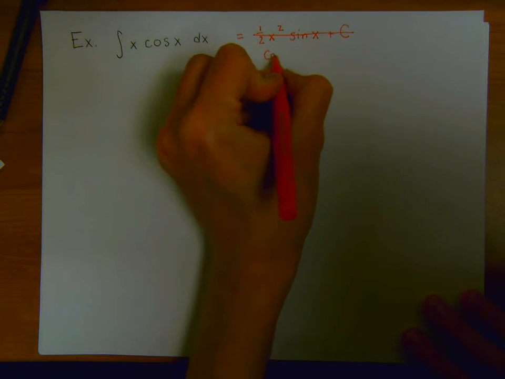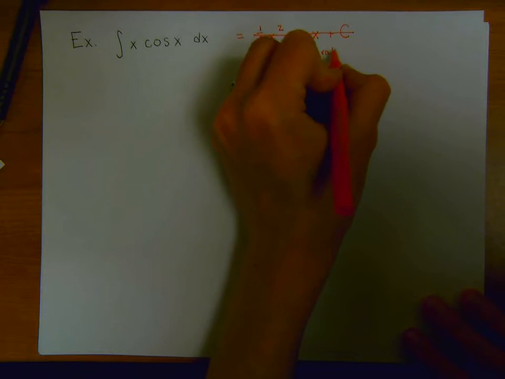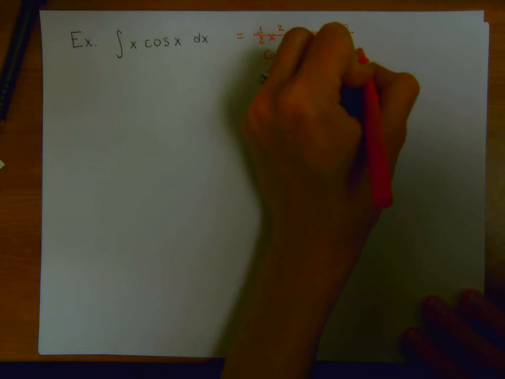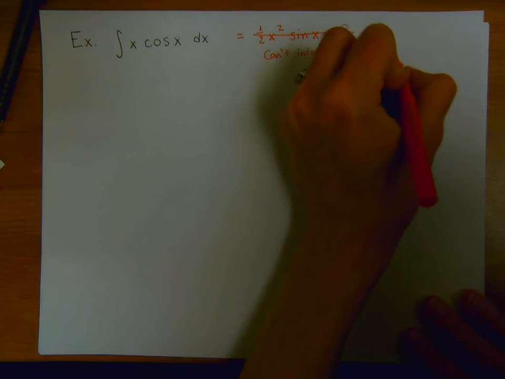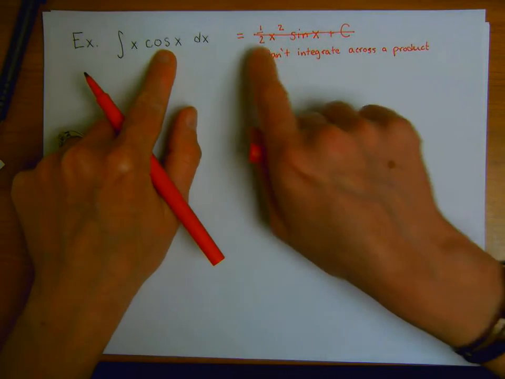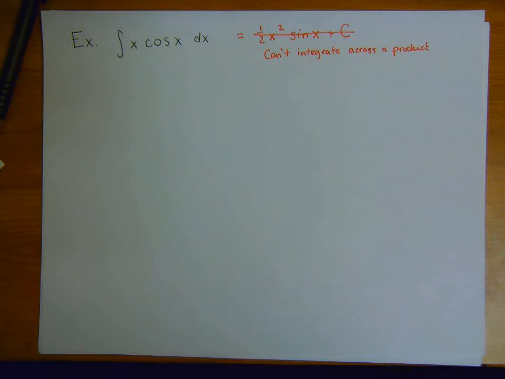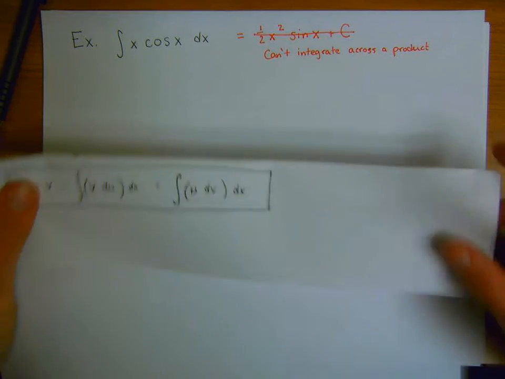You can't integrate across a product, meaning that the integral of this product is not just the integral of each of these factors. So what are we going to do? We're going to use integration by parts.